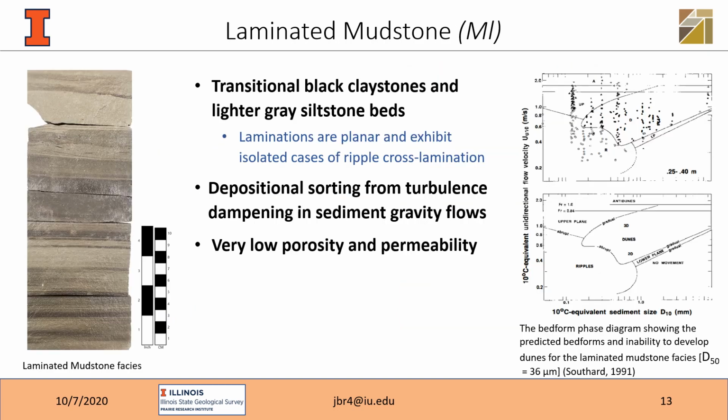The laminated mudstone is named as such because the facies contain small beds that transition between black claystones and lighter gray siltstones. The interlaminated transition between the clays and the silts are planar and exhibit isolated cases of ripple cross-lamination. This facies is a product of turbulent but progressively more laminar flow caused by turbulence dampening in the clay-rich flow. The unit represents depositional sorting in the flow.